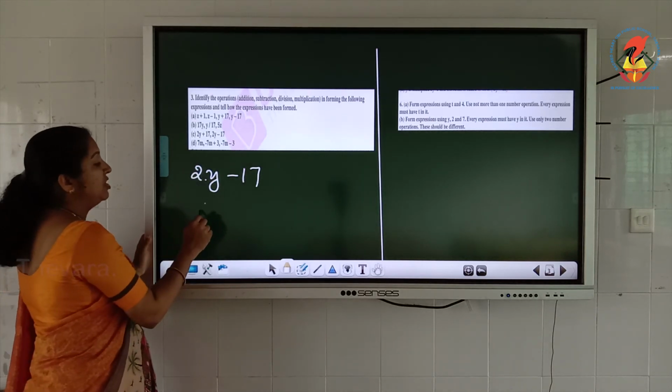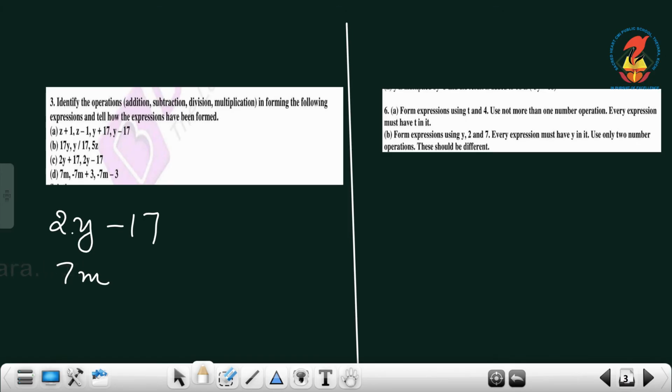Next, 7m. The operation is multiplication. How can you form this? 7 is multiplied by m. Then minus 7m plus 3. The operations are multiplication and addition. How is it formed? 3 is added to the product of minus 7 and m.